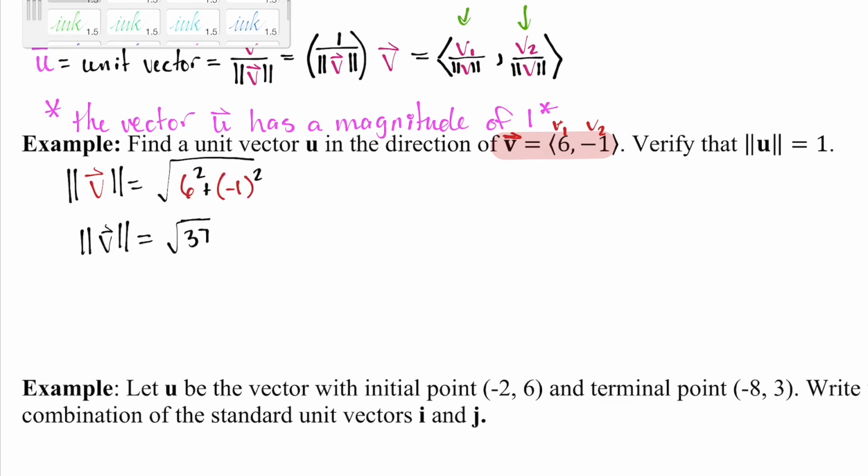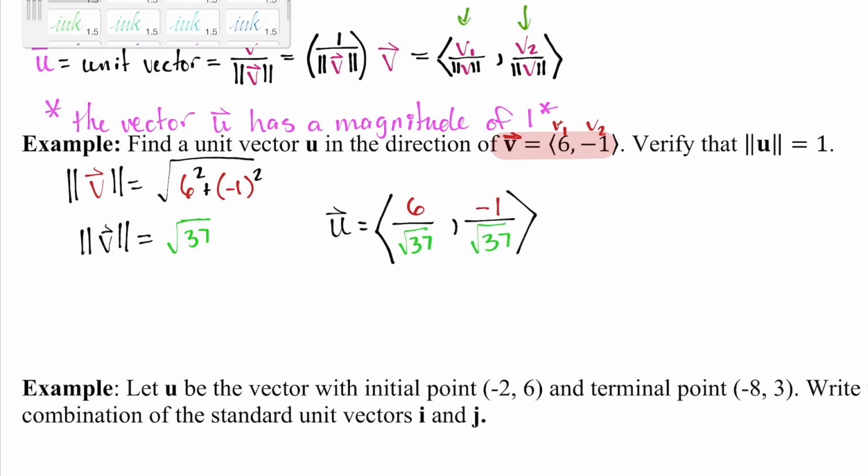So I found the magnitude of my vector v. I'm going to plug this in so that I can find the unit vector for this scenario. That means I'm basically just taking the x value of my original vector, putting it over that new magnitude, and doing the same thing with my y.